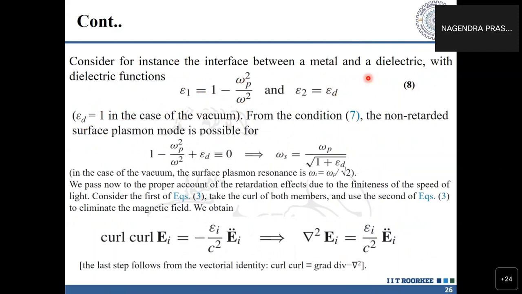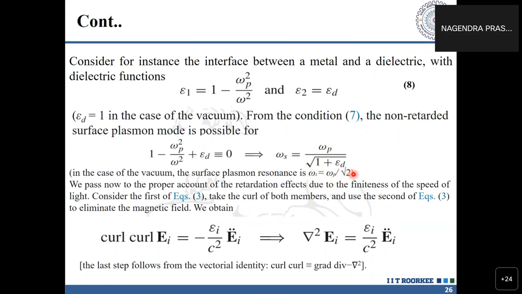So from condition 7, the non-retarded surface plasmon mode is possible when 1 minus omega p square divided by omega square plus epsilon d is identically equal to 0. It means omega s is equal to omega p divided by the square root of 1 plus epsilon d. In the case of vacuum, the surface plasmon resonance omega s is equal to omega p divided by the square root of 2.